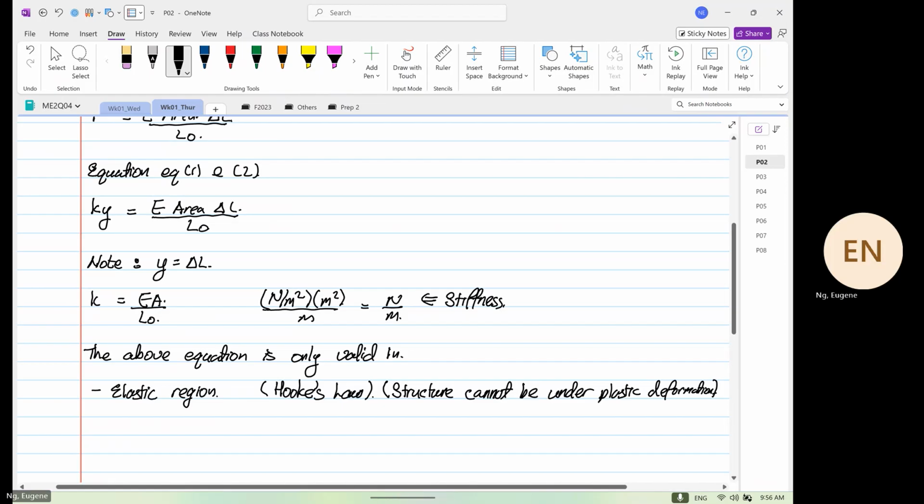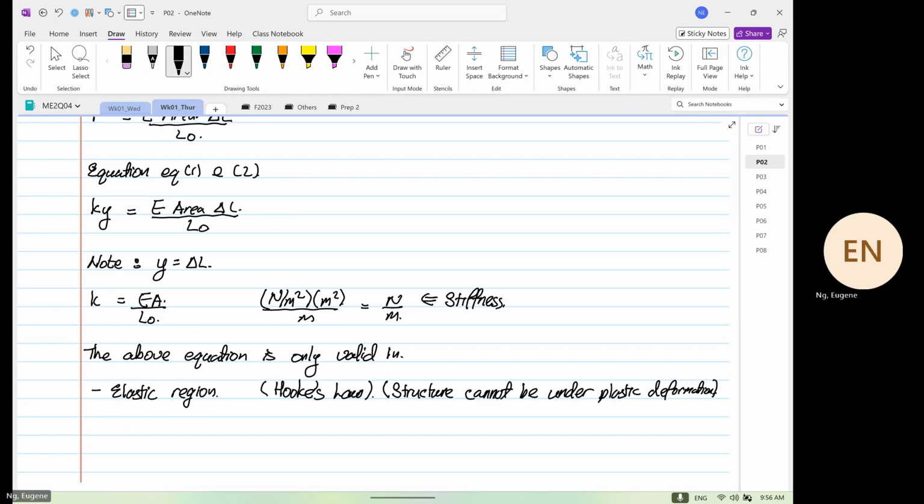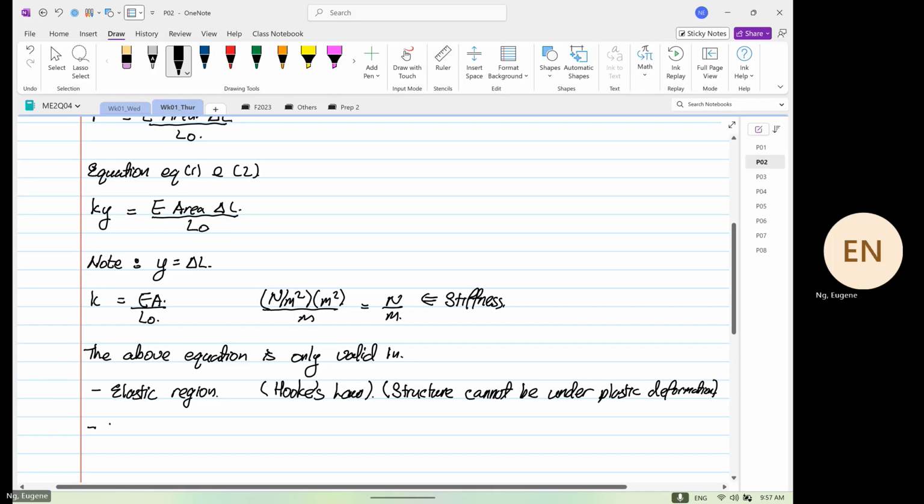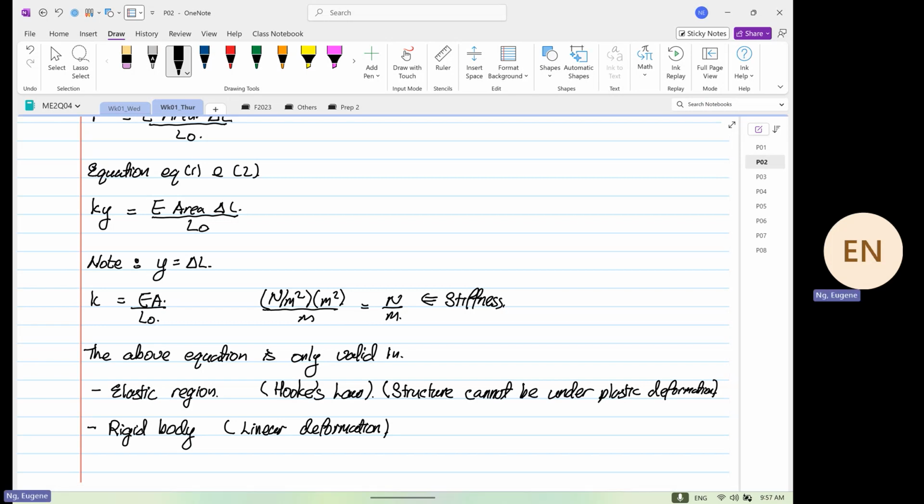What else? When will this equation be valid, and when can we take this equation and bin it? Rigid body assumption, linear deformation, fine. What else? When will this equation collapse? I used to think it will always work until I grew older. Went through one divorce, then I knew not all equations work the same. What else?